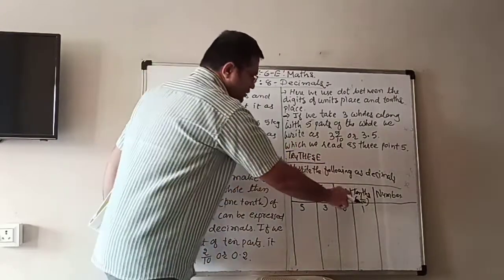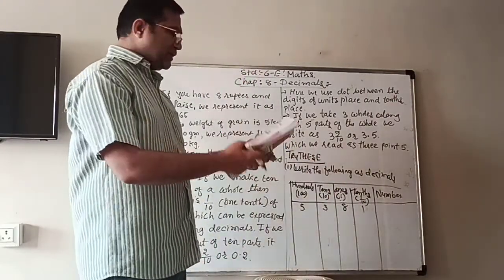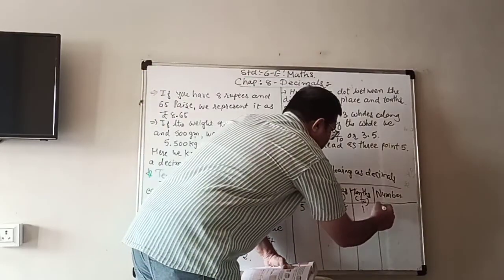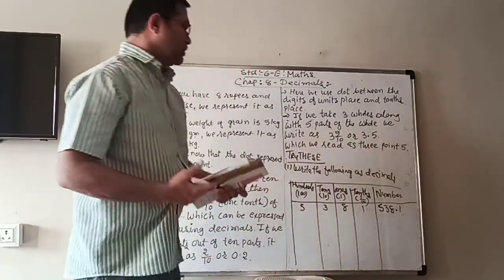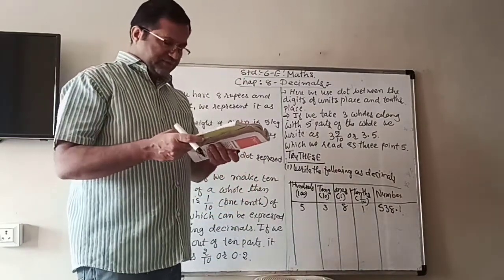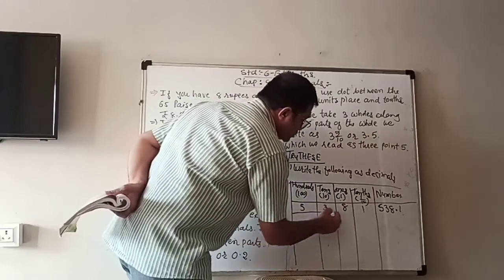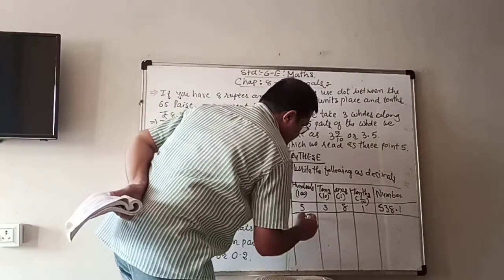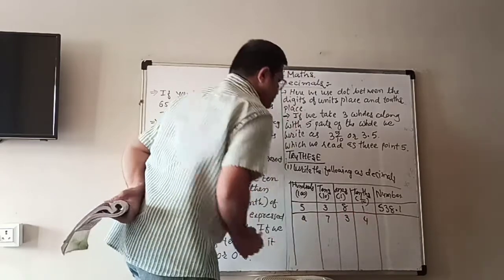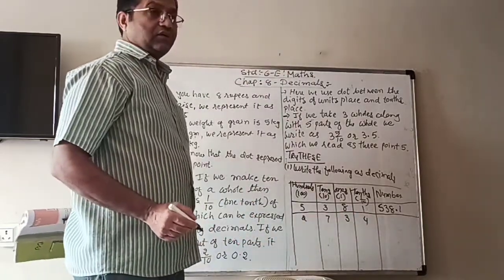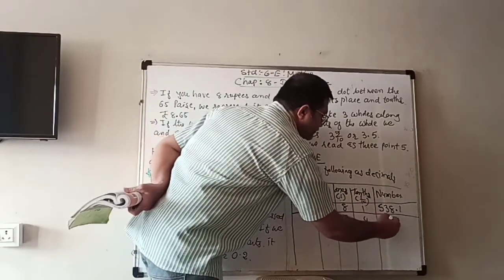But after that there is a tens place 1. So we write it down as 538.1. Second is 2, 7, 3 and 4. Then 273.4. Very simple.